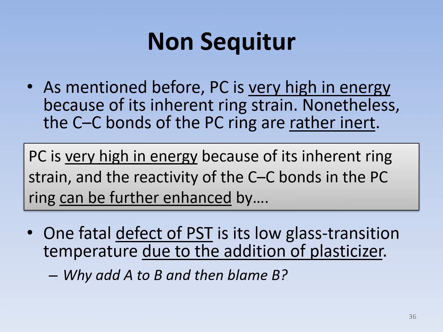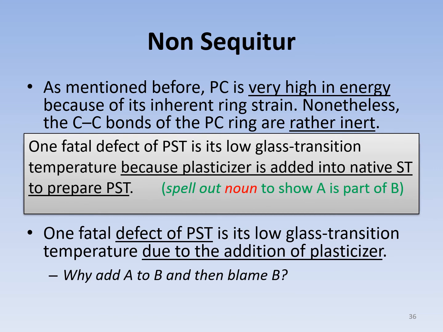One fatal defect of this material is its low glass transition temperature, because of the addition of plasticizer. Why are you saying that this has a problem because of something else? The fuller story is that plasticizer is added to the native material to prepare this modified material. And when you spell it out, you see the connection between the plasticizer and the material.